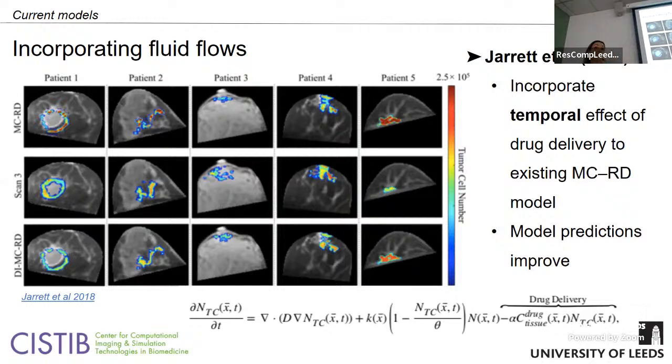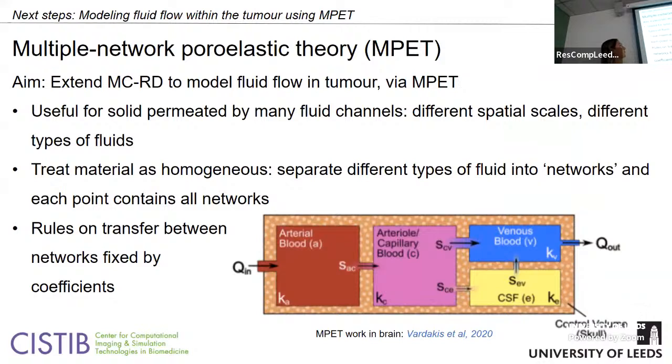And so we're trying to build on this by actually modeling the fluid flows. And the way that we're suggesting doing this is using a theory called multiple network poroelastic theory. This is really good for modeling biological tissue because you can model a solid matrix that's got lots of different types of fluid in it. And instead of trying to do a traditional fluid structure interaction approach, you can treat the material as homogeneous and say that at every single point you've got all the fluids and the solids. And that makes things easier in this context.